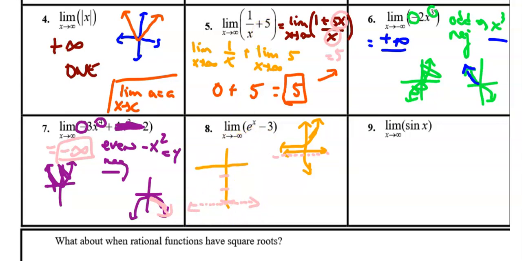And then our function is going to go like this, right? So it's just e to the x minus 3. So what I just drew is the function y equals e to the x minus 3.